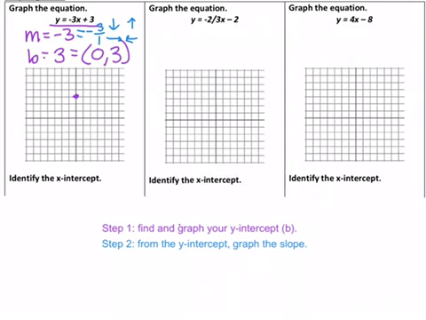So we start at the y-intercept and we count down 3 over 1 and put your point. Then from that point you go down 3 over 1 and then down 3 over 1. So we put a few points there. Great. But I ran out of space on the graph.